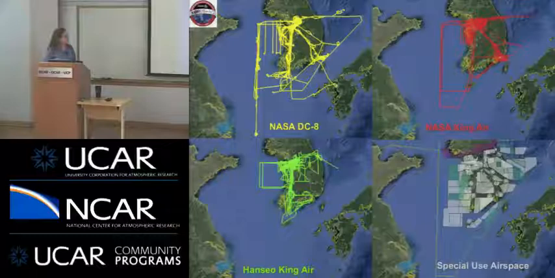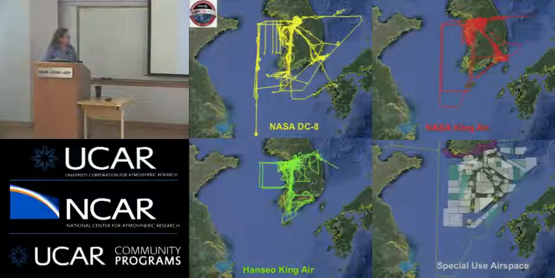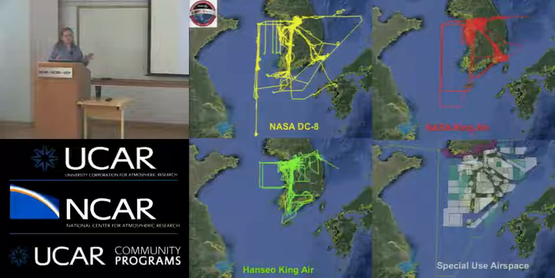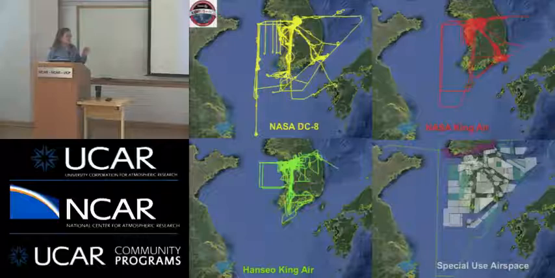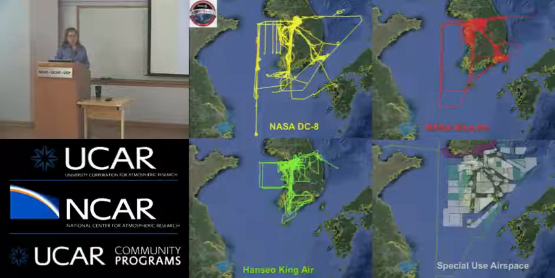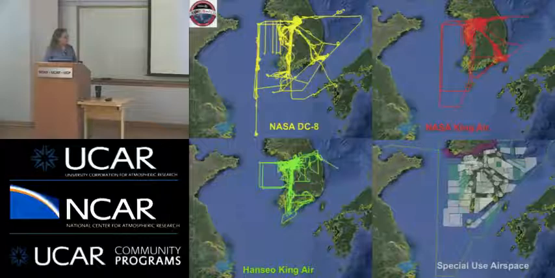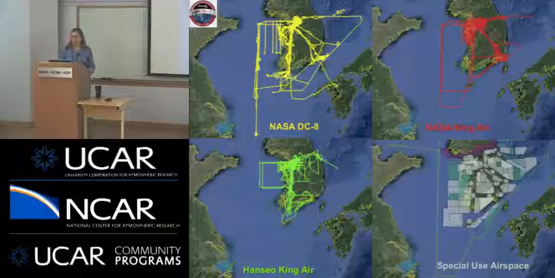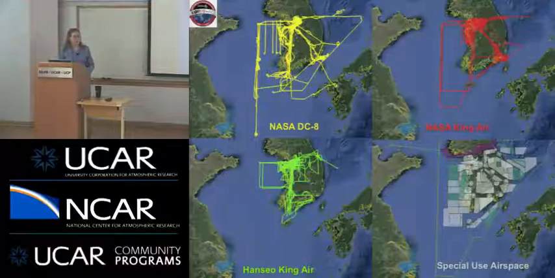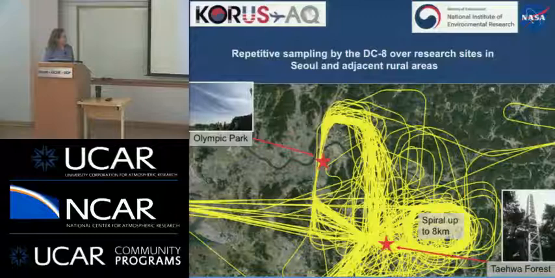And the Korean King Air started out just flying this box. I think the air traffic control had said, well, yeah, you could do this. And so they just settled for that and thought, well, that'll give some inflow and some other things. But after they watched the DC-8 doing all sorts of crazy maneuvers and asking for more permission, they got much more adventurous. They were flying around the power plants and cities on the south coast, and flying in Seoul and doing all sorts of great things. So I think that was one of the great successes of this campaign, showing them what aircraft ought to be used for, and how they could get more out of it.